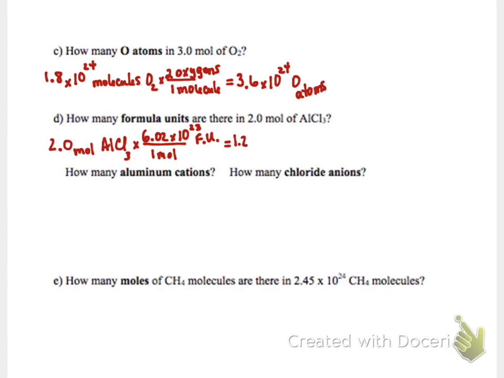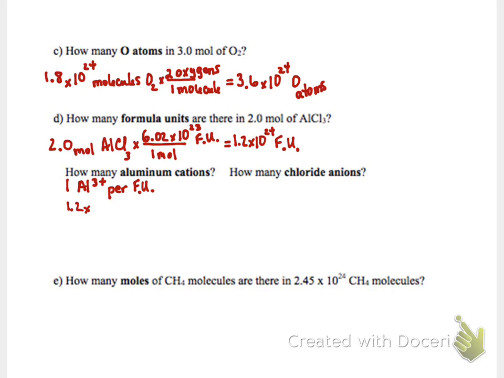2 moles of aluminum chloride, multiply 2 by Avogadro's number. That would give us the number of formula units of aluminum chloride. Aluminum chloride is ionic, so we cannot call it a molecule. It's a formula unit.